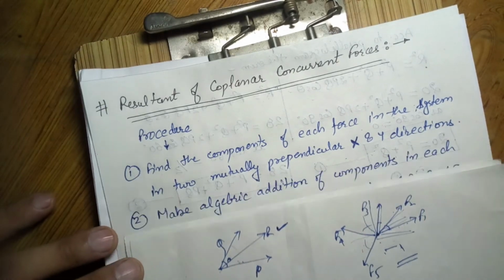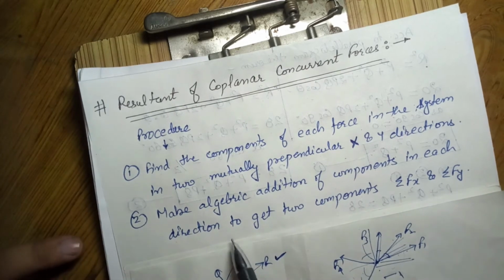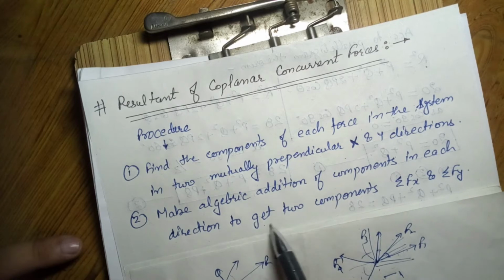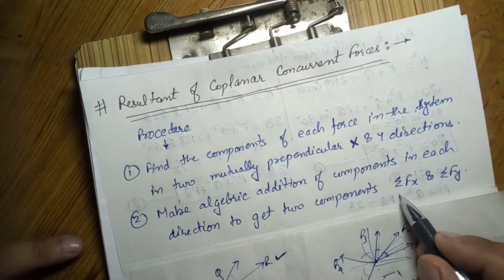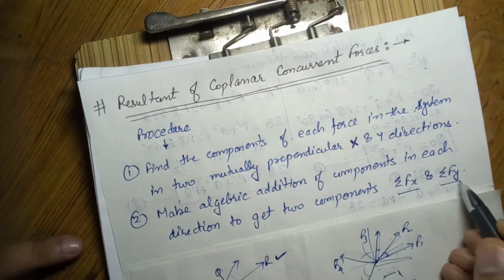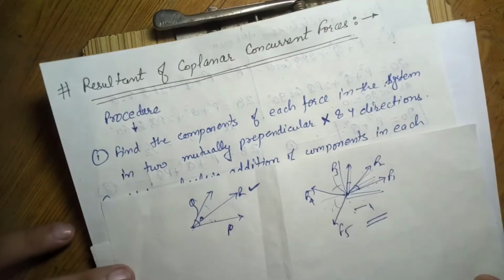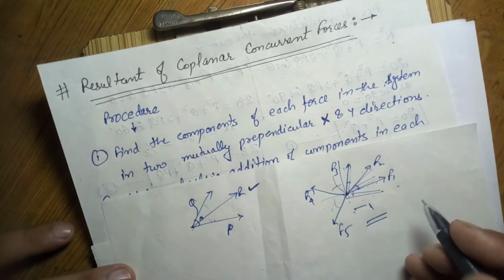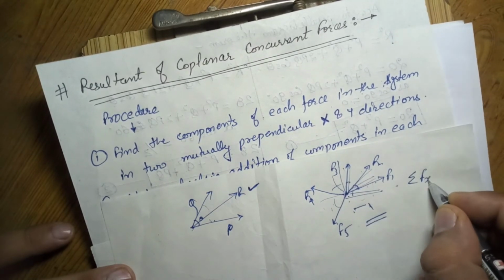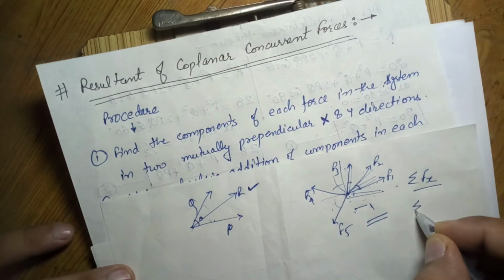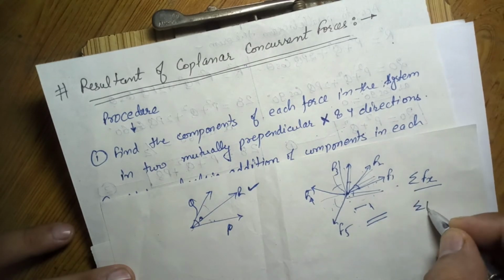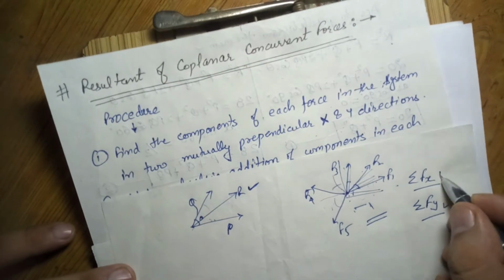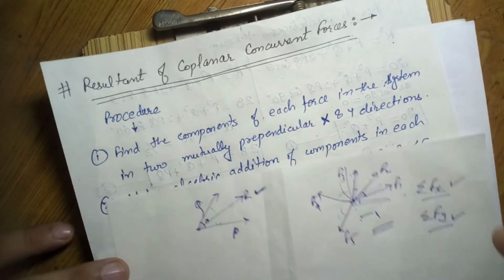Now the second step is that we make an algebraic addition of components in each direction to get two components, summation of Fx and summation of Fy. Means when a number of forces are there, we resolve all the forces in x and y directions, and find the sum of all the forces in the x direction and the sum of all the forces in the y direction. So we find these two things in the second step.